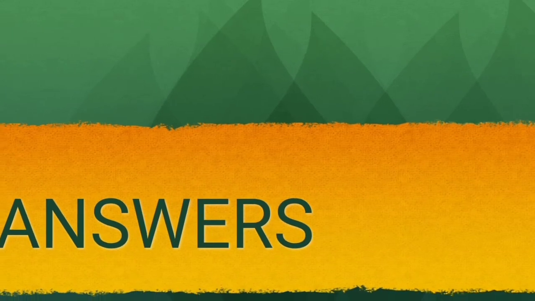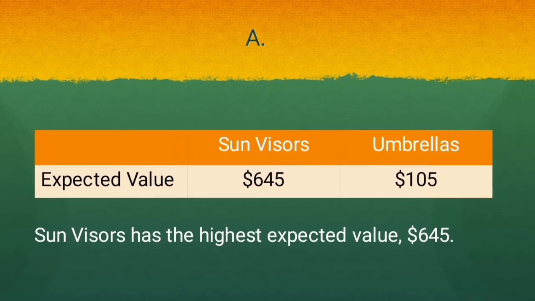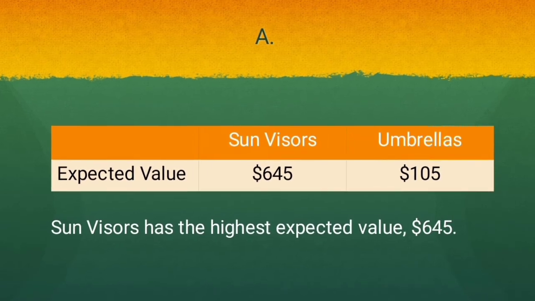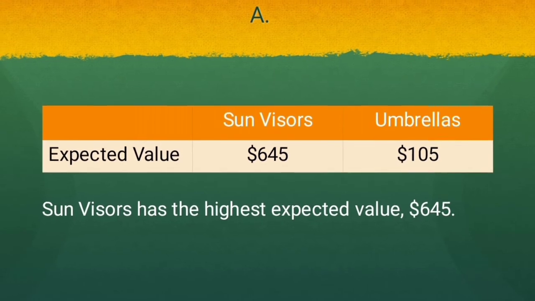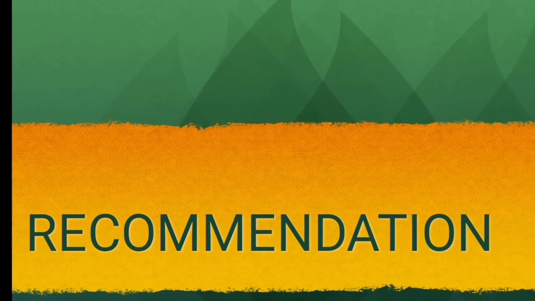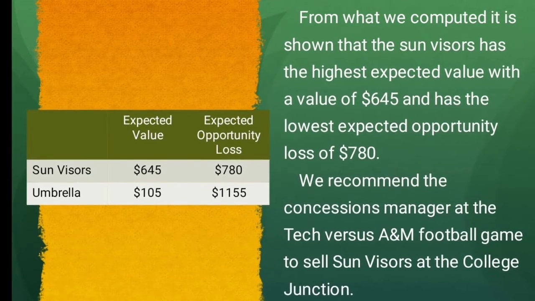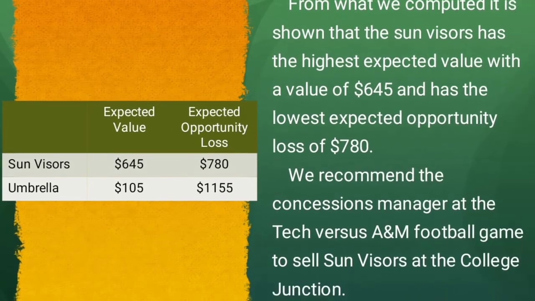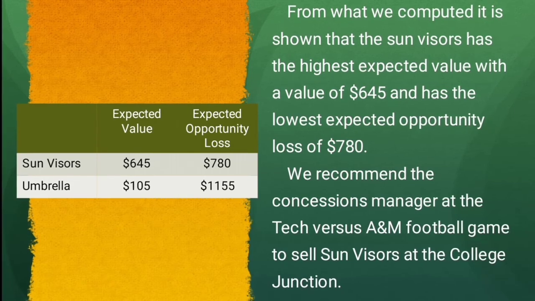Answers. For letter A, compute the expected value for each decision and select the best one. After we computed the expected value of each decision, sun visors has the highest expected value of $645. We then conclude that the sun visors is the best decision. Recommendations. From what we have computed, it is shown that the sun visors have the highest expected value and the lowest expected opportunity loss. So we recommend the concessions manager at the Tech versus A&M football game to sell sun visors at College Junction instead of umbrellas.